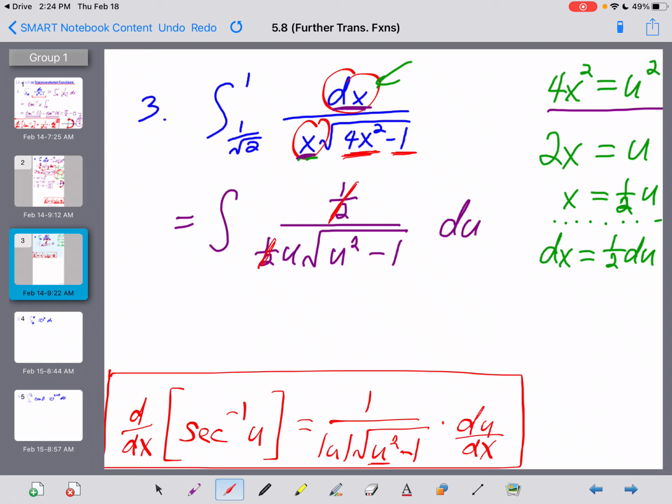Our integrand, everybody, is 1 over u times the square root of u squared minus 1, which is exactly what we need it to be right here in order to use this formula for the derivative of the inverse of secant. The only thing missing, everybody, is limits of integration. Once more, these two numbers are the lowest and highest values of x. We need to turn them into the lowest and highest values of u, and probably the easiest place to do that would have been to maybe put them right here, I think.